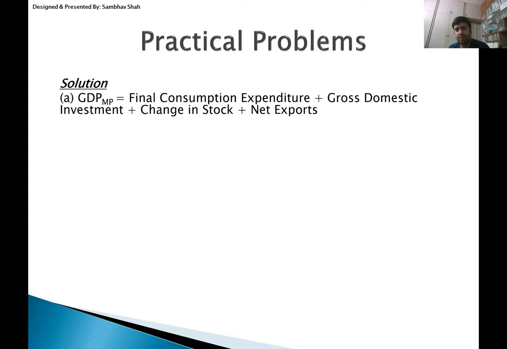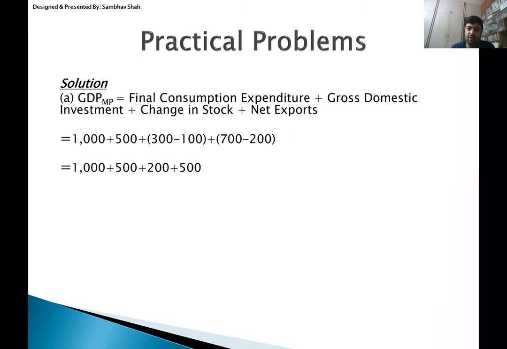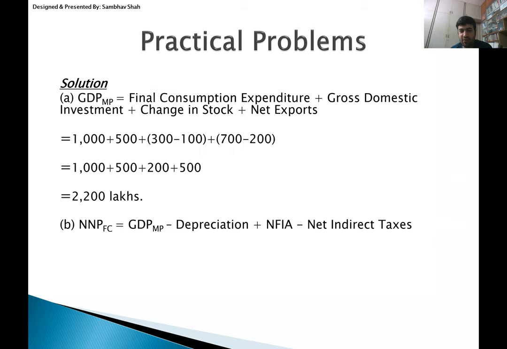First you have to find GDP at MP. It's final consumption expenditure plus gross domestic investment plus change in stock plus net exports. That is equal to 1000 plus 500 plus 300 minus 100, so that is equal to 2200. This is your GDP. Now to find NNP at FC, you have to subtract depreciation, add NFI, and subtract net indirect taxes. If we do this, your answer comes to 1980. Right, that's the final answer. If you have doubt, then you can check this.